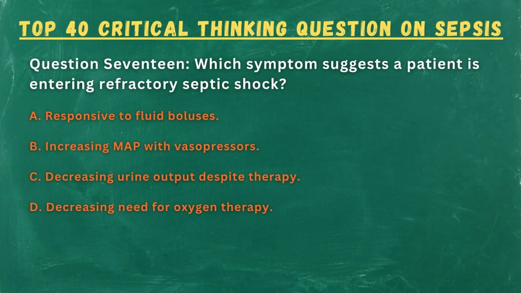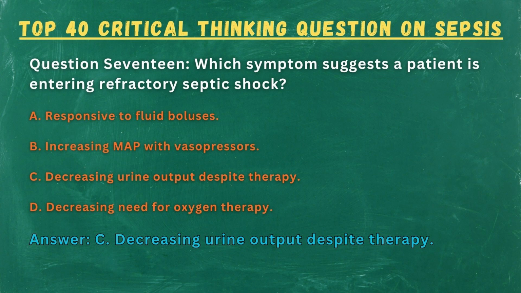Question 17. Which symptom suggests a patient is entering refractory septic shock? A. Responsive to fluid boluses. B. Increasing MAP with vasopressors. C. Decreasing urine output despite therapy. D. Decreasing need for oxygen therapy. Answer: C. Decreasing urine output despite therapy.